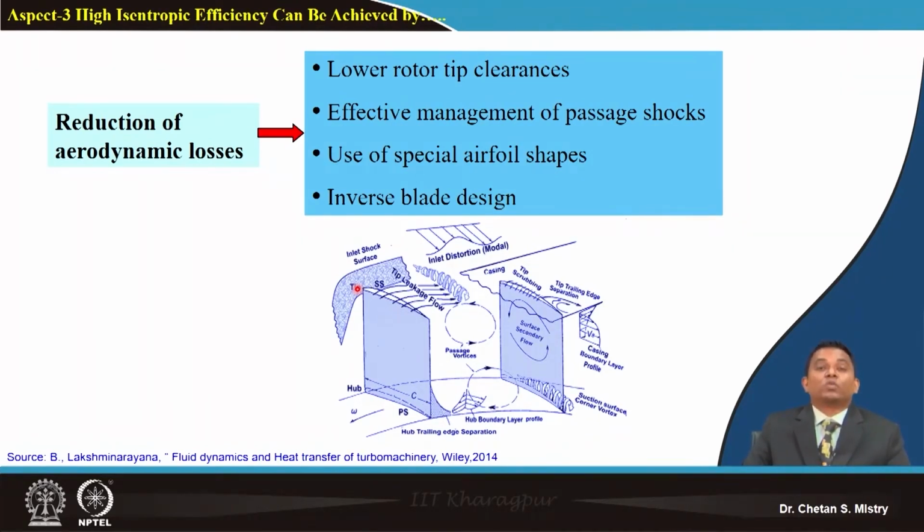This is also one of the research areas. A lot of universities and companies are working together in order to address these issues. And that is where I was saying people are making new kinds of aerofoils, innovative kinds of blade design, in order to minimize the losses and improve the performance, both in terms of pressure rise as well as efficiency.